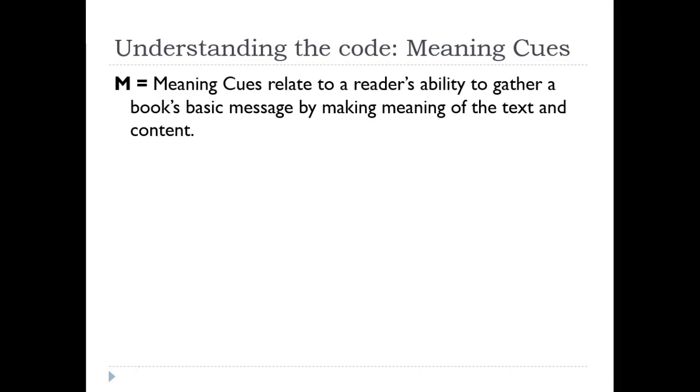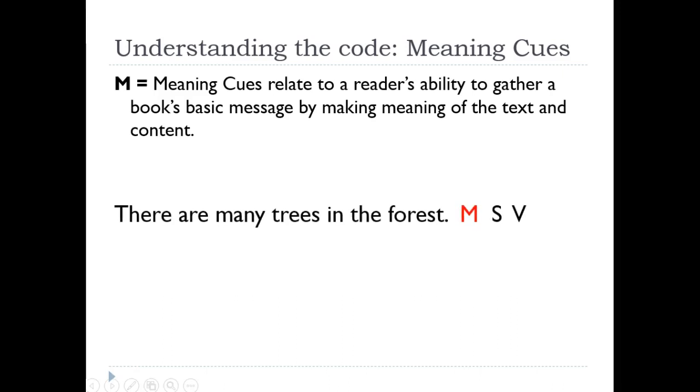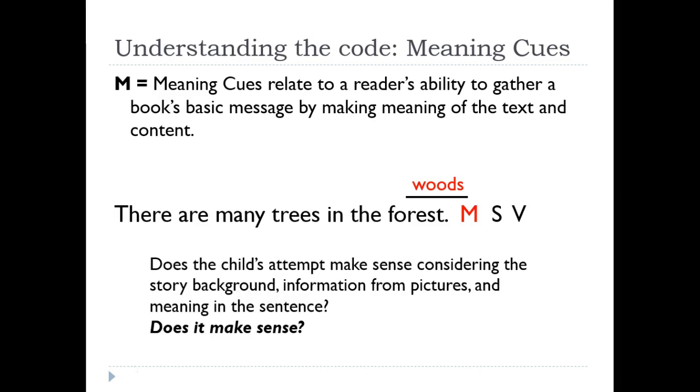The meaning cues relate to a reader's ability to gather a book's basic message by making meaning of the text and the content. They're also using picture cues. They're also using background knowledge. Let's take a look at this and see an example for meaning. In the text, it says, "There are many trees in the forest." However, the student said woods instead of forest. "There are many trees in the woods." This is a meaning miscue because it makes sense. It does not take away from the meaning of the text.